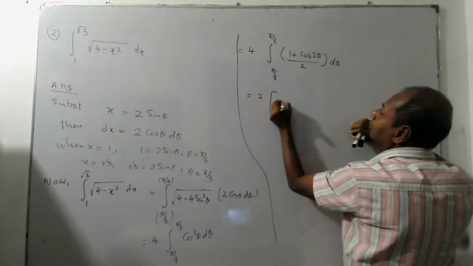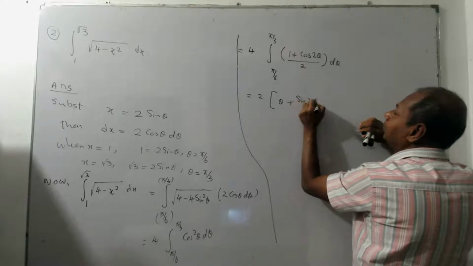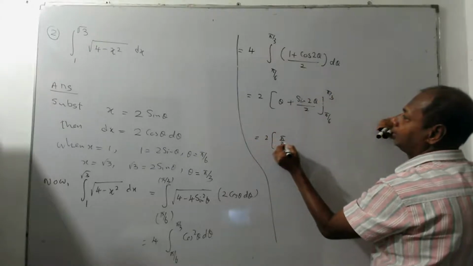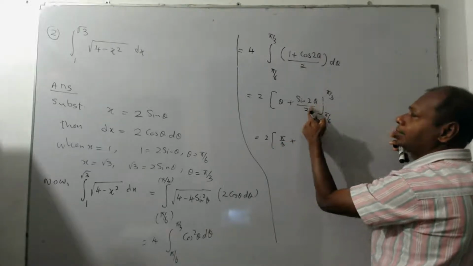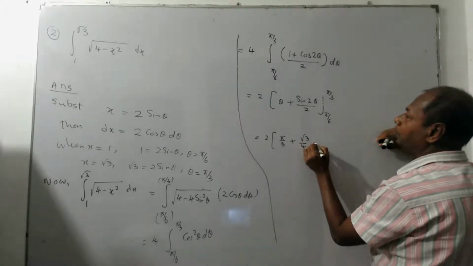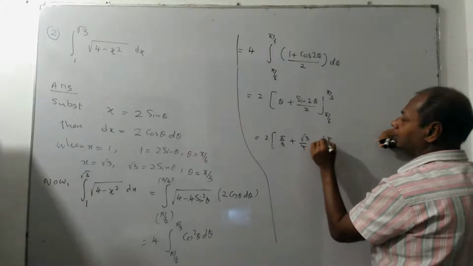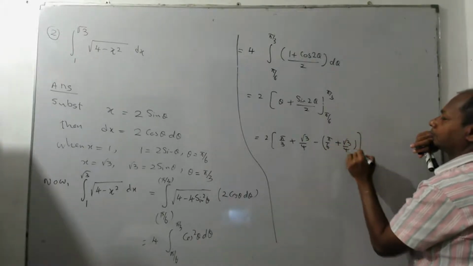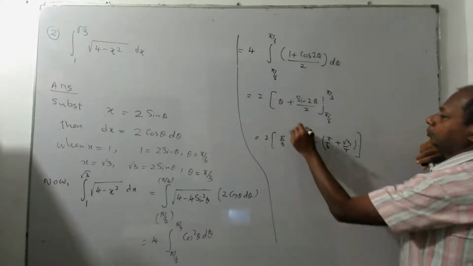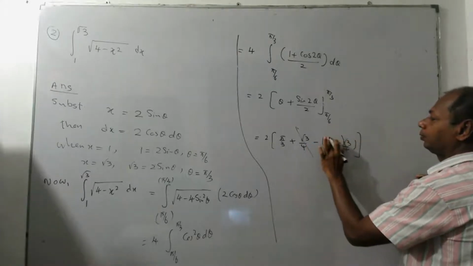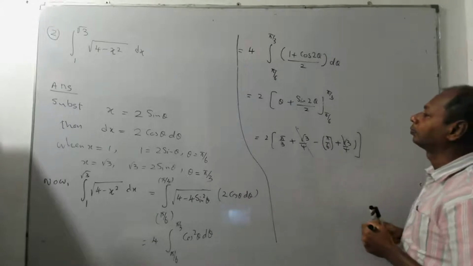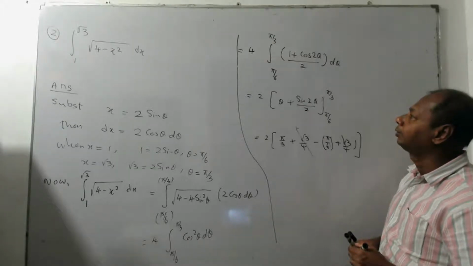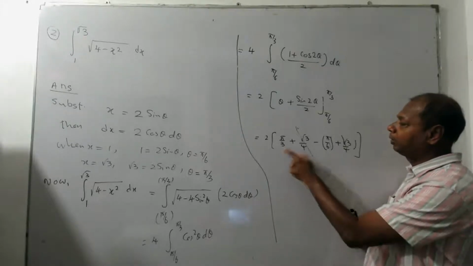That's 2 times theta plus sine 2 theta over 2, from pi by 6 to pi by 3. So it's pi by 3 plus sine 2 pi by 3, which is root 3 over 4. Then minus pi by 6 and sine pi by 3 will be again root 3 over 4. Ultimately, you get pi by 2 into 2. That means pi.